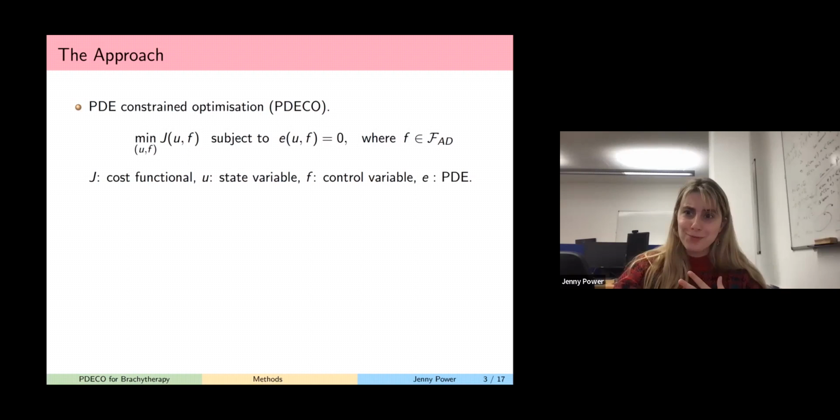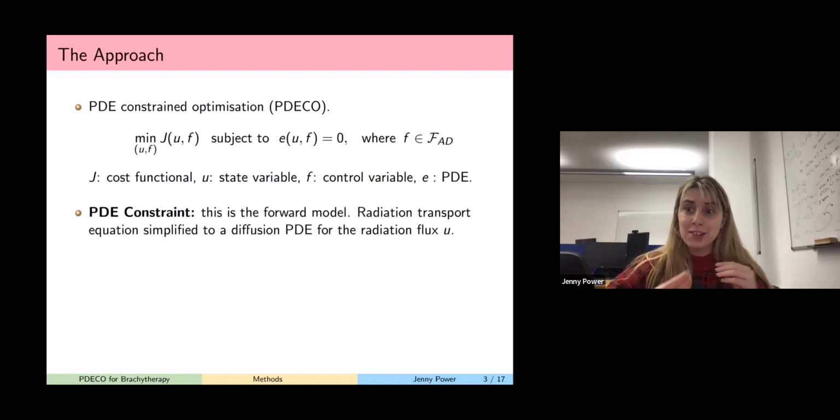What does this actually mean for us and for our problem? Our PDE here, our PDE constraint, is an equation which represents the radiation in our domain. Particularly, I'm going to be using a diffusion approximation for a radiation transport equation. This is the Boltzmann transport equation, if you're familiar with it. But you can think of it going forward as just a simple diffusion equation. And this is for the radiation flux in our domain.